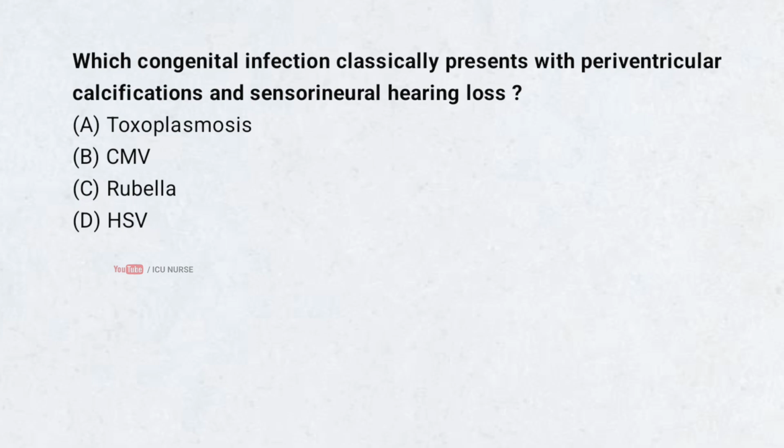Which congenital infection classically presents with periventricular calcifications and sensorineural hearing loss? A. Toxoplasmosis, B. CMV, C. Rubella, D. HSV. Correct answer B.